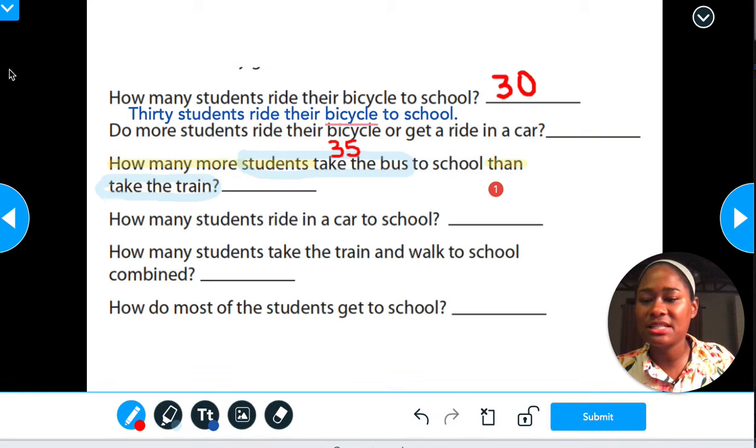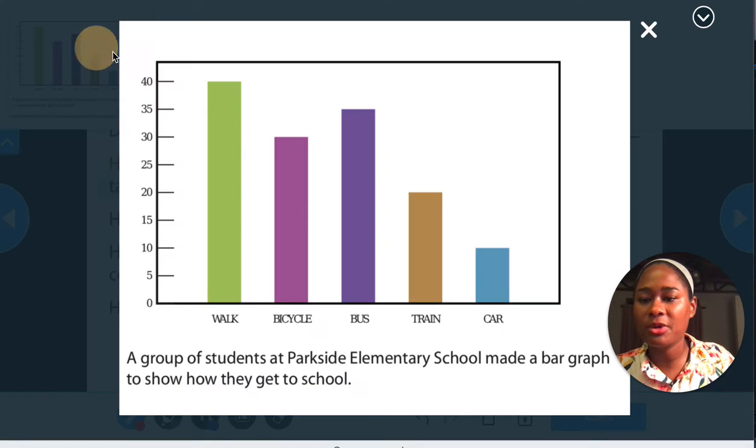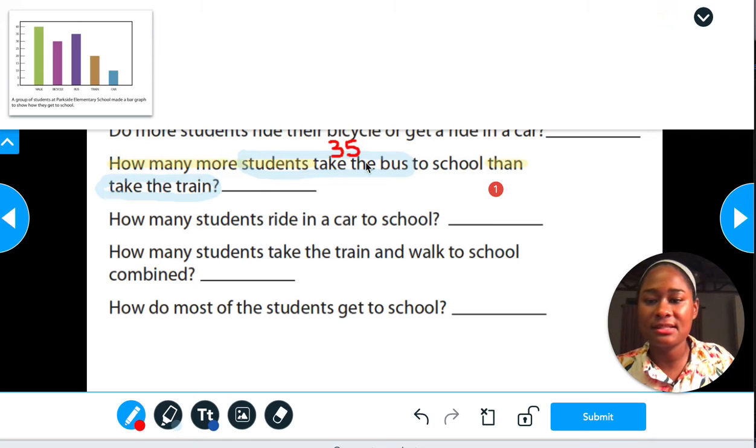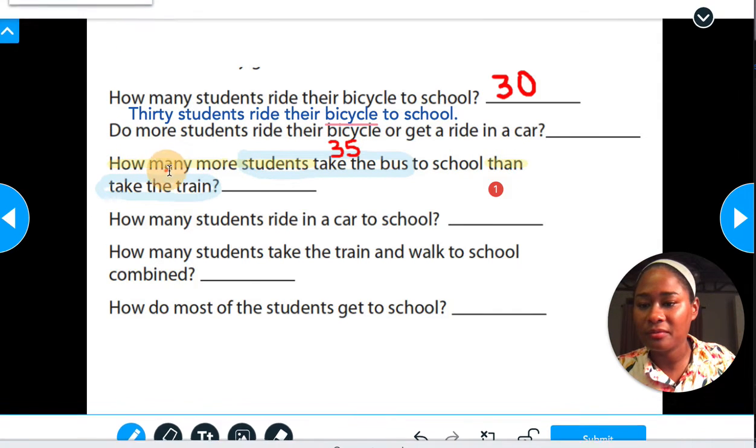And how many students take the train? So I'll go back to my graph and I'll see train is right here and it lines up with the 20 on my y-axis. So I'll put a 20 here.